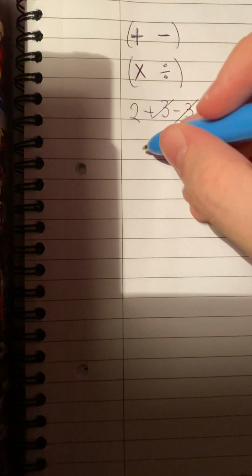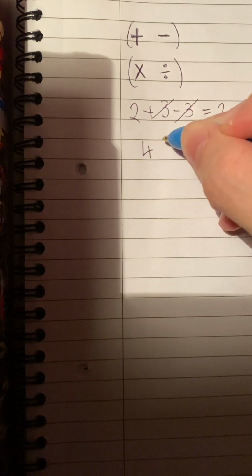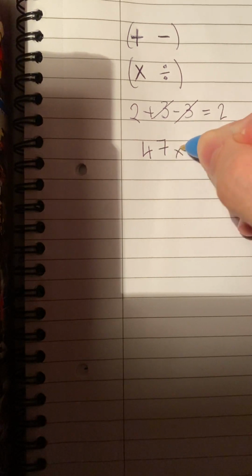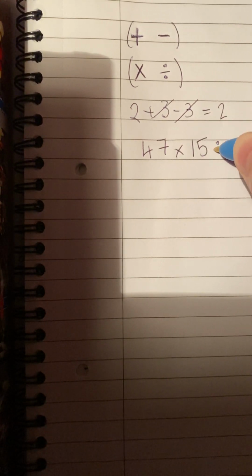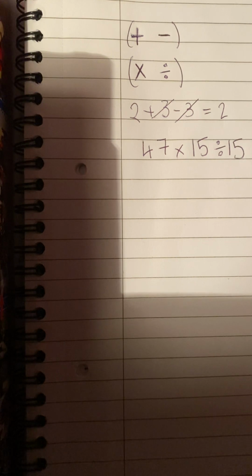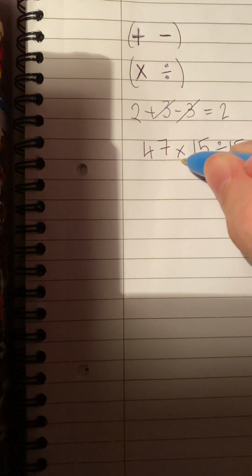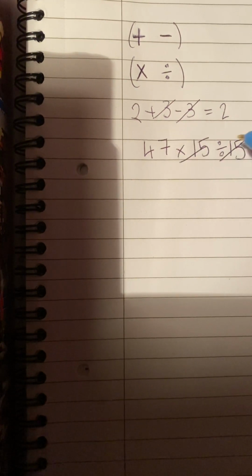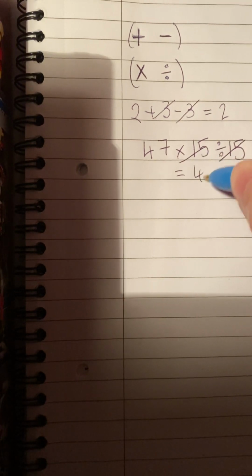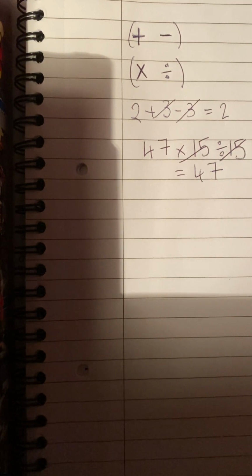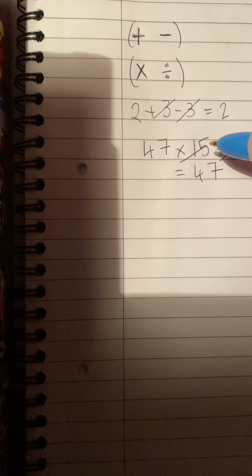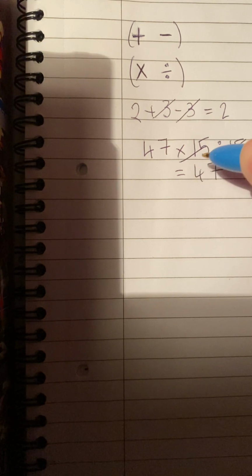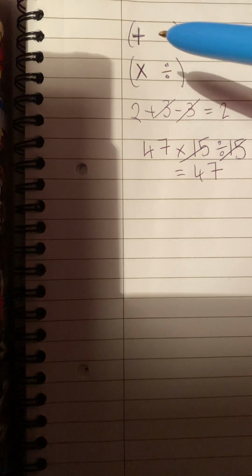The same principle applies if I have something a bit harder, like 47 times 15, but then I divide by 15. There's no calculation necessary, because times 15 and divide by 15 will cancel, and my answer will just be 47. Feel free to check that on a calculator if you like: 47 times 15 divided by 15 will just get you back to 47. So we're going to use this idea of inverse operations to solve equations.